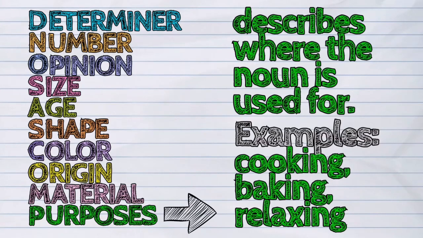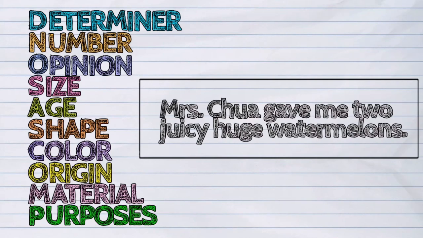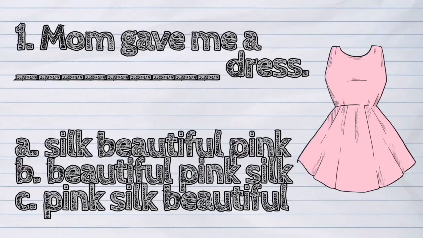Let's have a sample sentence. Mrs. Chua gave me 2 juicy huge watermelons. 2 is a number. Juicy is an opinion. And huge is a size. Now, choose the correct order of adjectives.